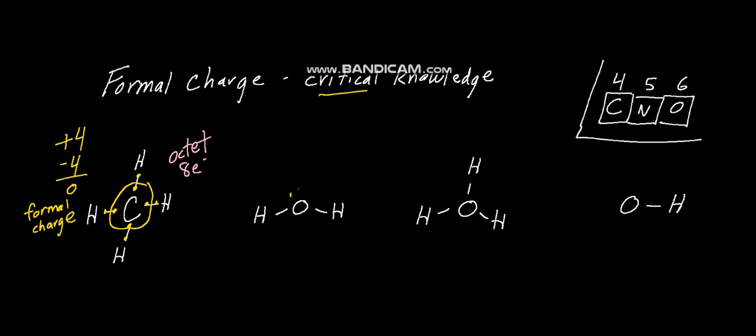To satisfy the octet rule, oxygen in water needs 2 lone pairs. With these 2 electrons here, we count for formal charge +6 from the periodic table, minus 1, 2, 3, 4, 5, 6, 0 formal charge. Water is neutral, as we know, and of course there's these other guys there.